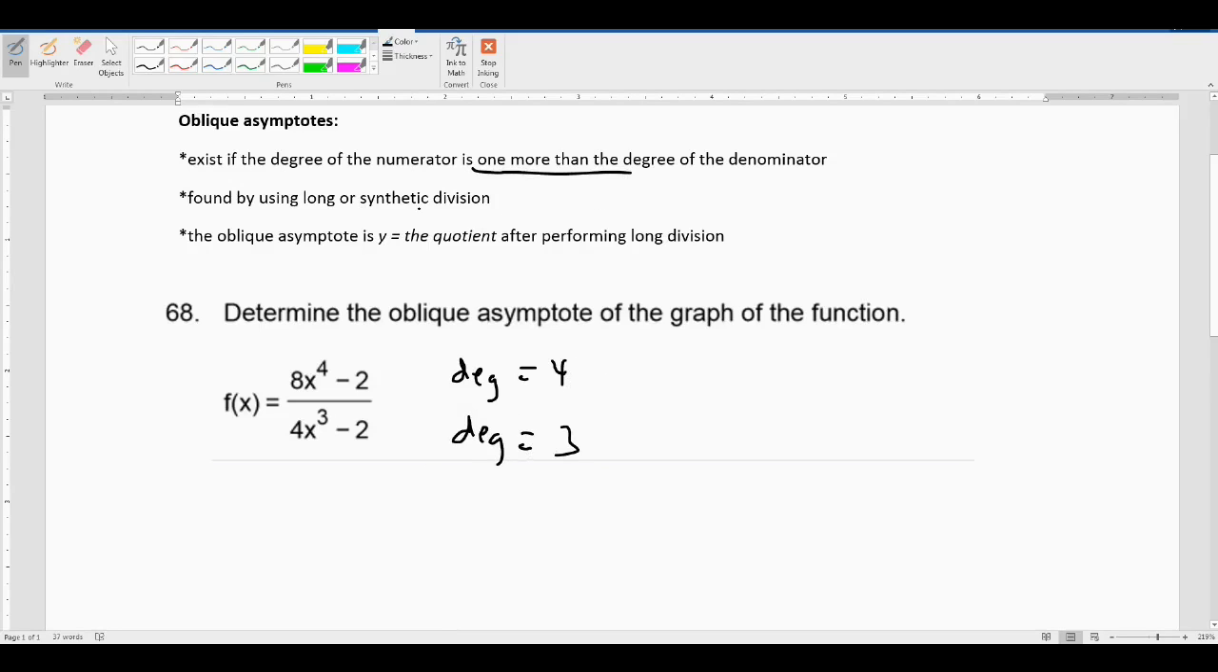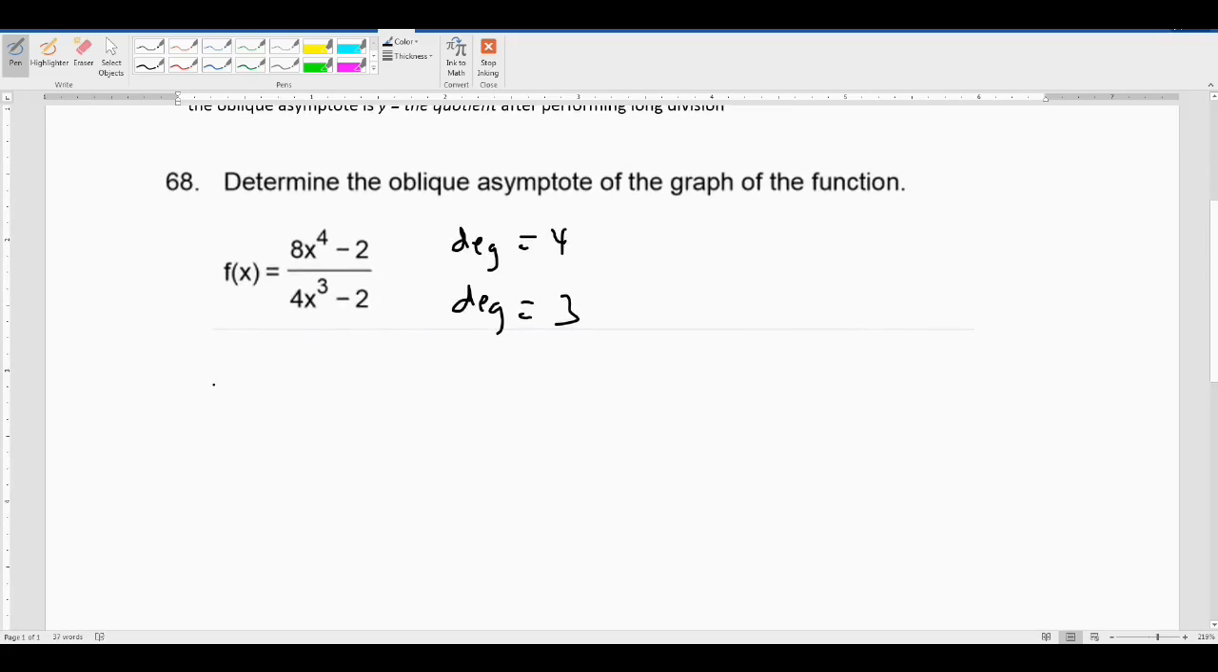Now I would like to use synthetic division, but since this is 4x cubed and not just plain old x, I have to use long division. So that means I'm going to write 8x to the fourth minus 2 underneath the radical, or the square root sign, the dividend.